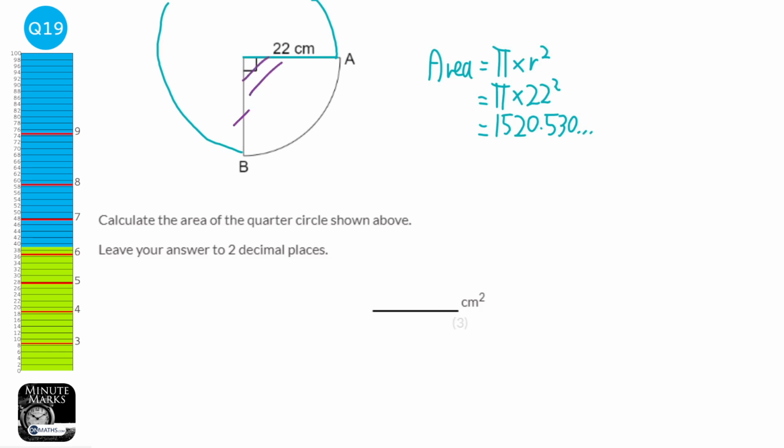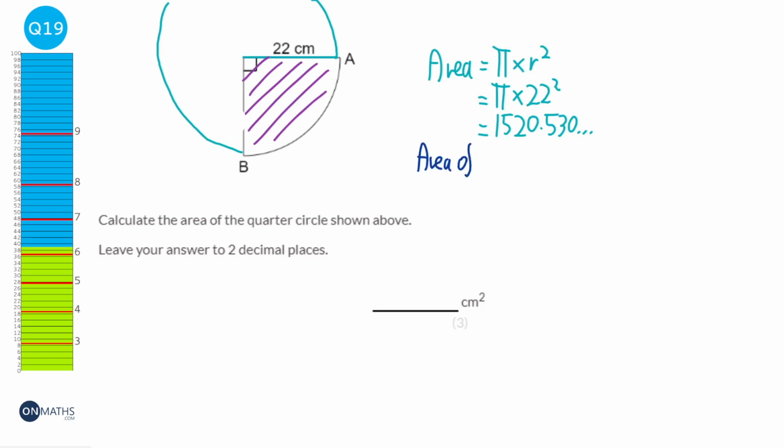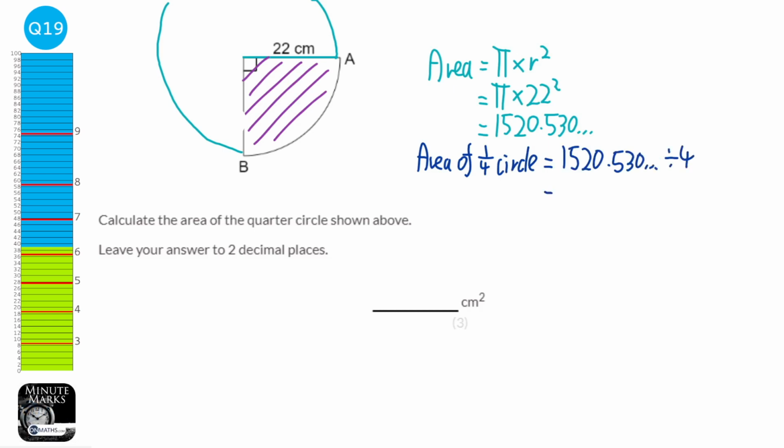I'm going to keep that in my calculator because we don't have a full circle, we only have a quarter of a circle. So if we're looking for a quarter of a circle, what we want to do is divide that area by 4. So the area of the quarter circle is going to be 1,520.530 blah blah blah divided by 4. So you keep it in your calculator from before and just type in divided by 4, and we get 380.132 blah blah blah.